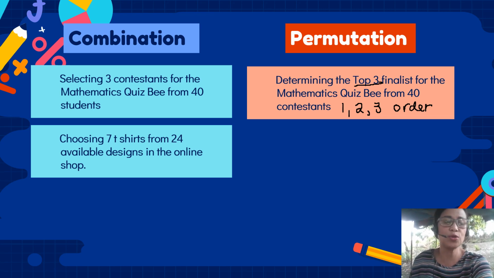Next example, choosing 7 t-shirts from 24 available designs in the online shop. So it's clearly stated 24 different designs. You have to choose only 7, so it's a combination problem.